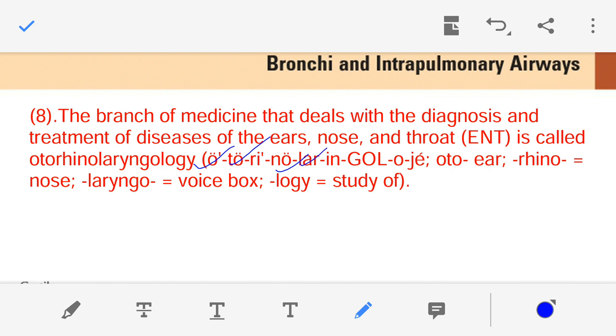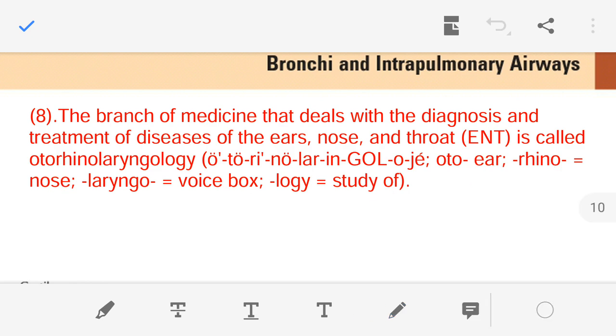otorhinolaryngology. So how are we pronouncing this? Otorhinolaryngology, this branch. Here, oto means ear, rhino means nose, laryngo means voice box, and logy means study of. So the study of, in short, ear, nose and throat, ENT, and the branch is otorhinolaryngology.